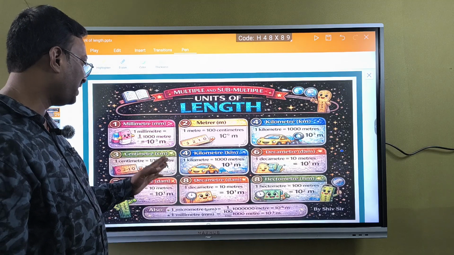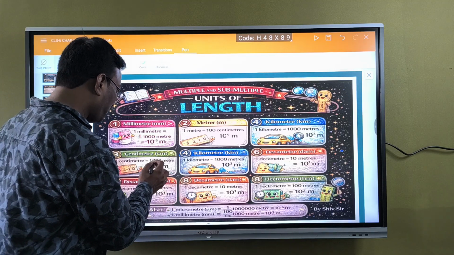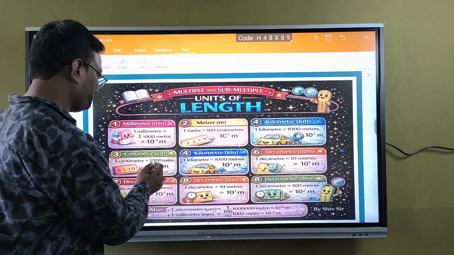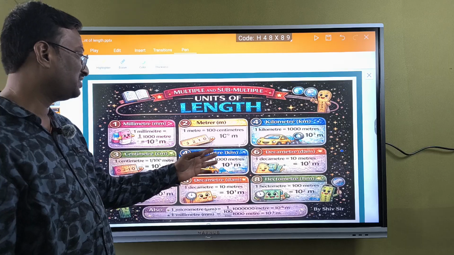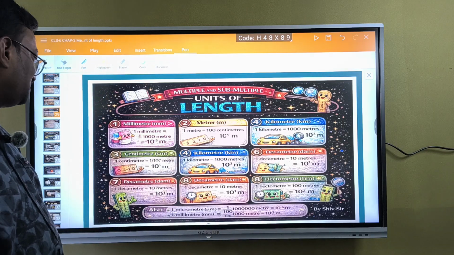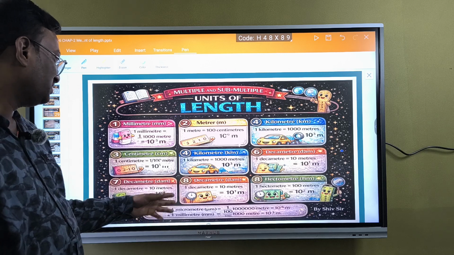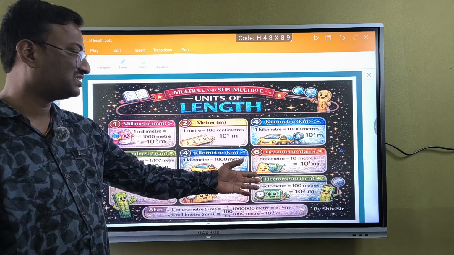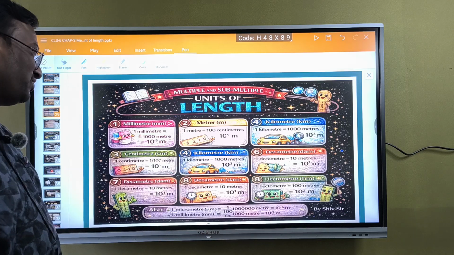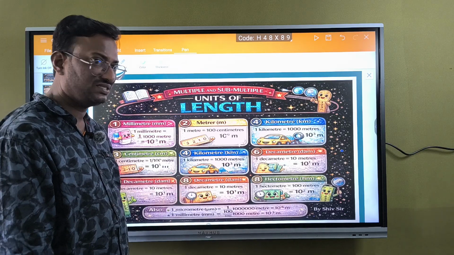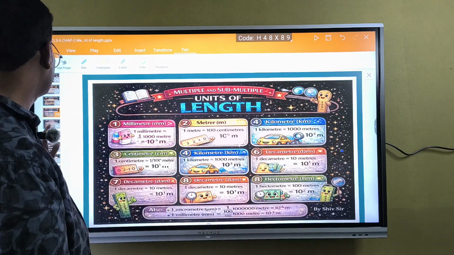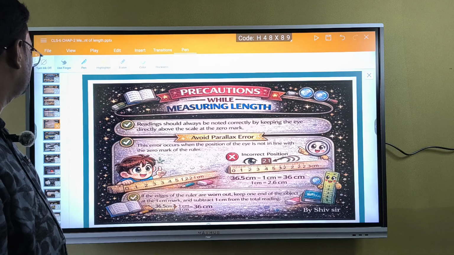1 centimeter is 1 by 100, that is 10 power minus 2 meters. 1 kilometer is 1000 meters, 1 decameter is 10 meters, and 1 hectometer means 100 meters, that is 10 power 2 meters. 1 micrometer is 10 power minus 6 meters, 1 millimeter is 10 to the power of minus 3 meters. Likewise, you can measure the things.